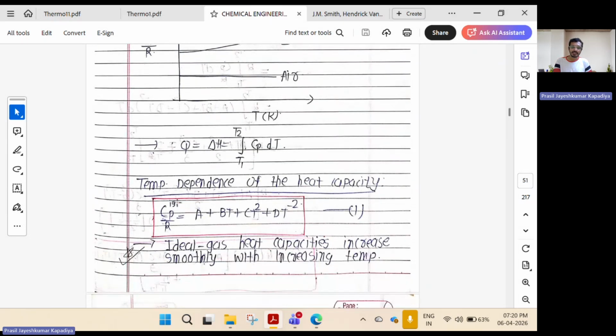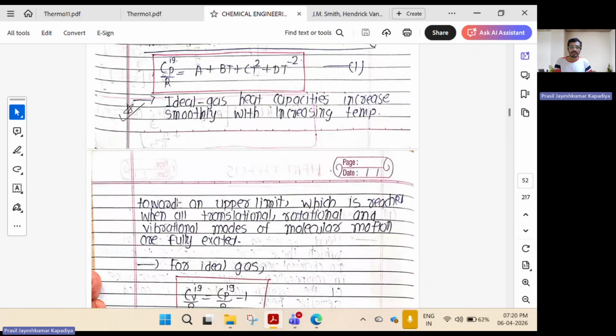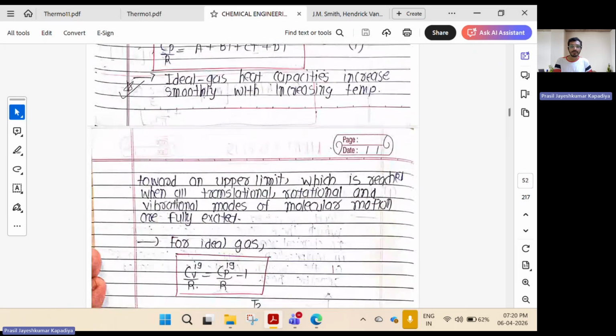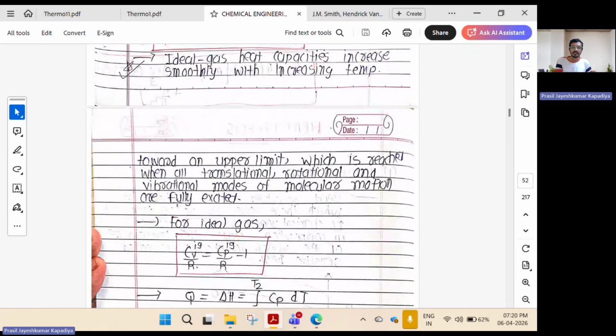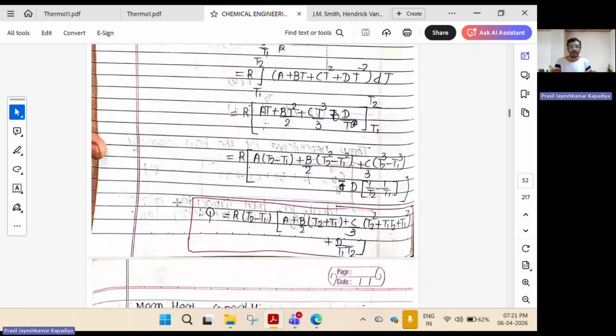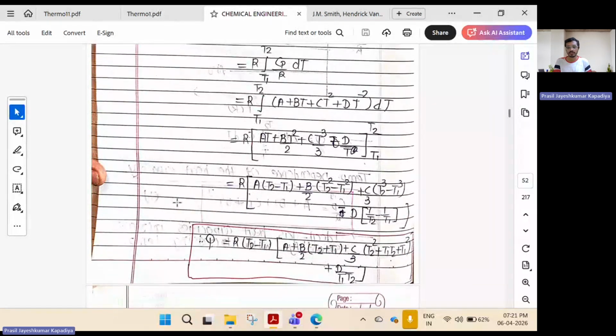It can be written as Cp of ideal gas by R is equal to A plus B T plus C T square plus D into T raised to minus 2. So ideal gas heat capacities increase smoothly with increasing temperature toward an upper limit, which is reached when all translation, rotation, and vibrational modes of molecular motions are fully excited. And from there I can find the value of Q as integral of Cp dT. So this is the equation.